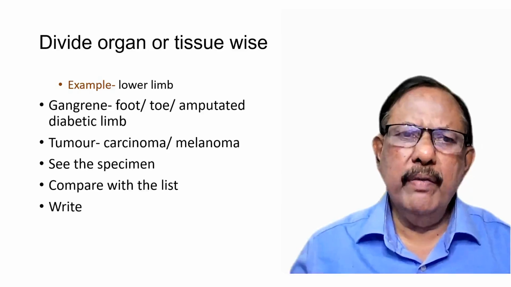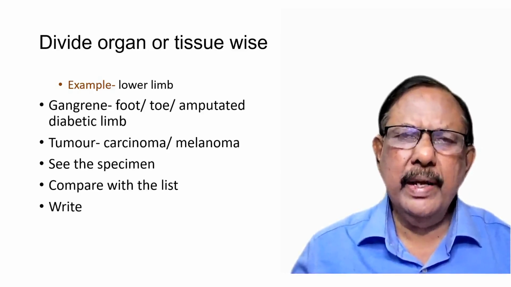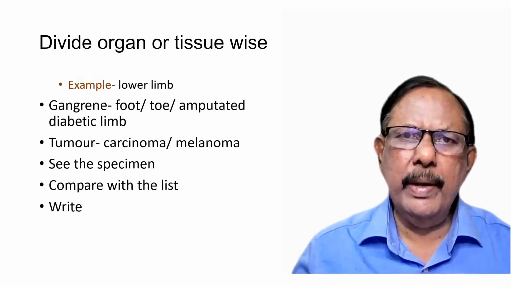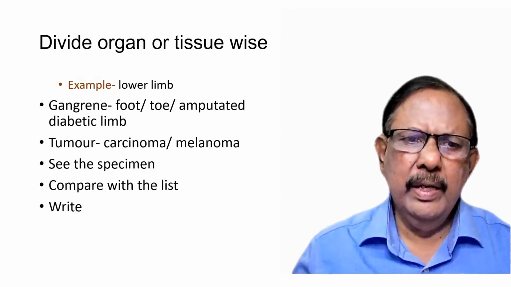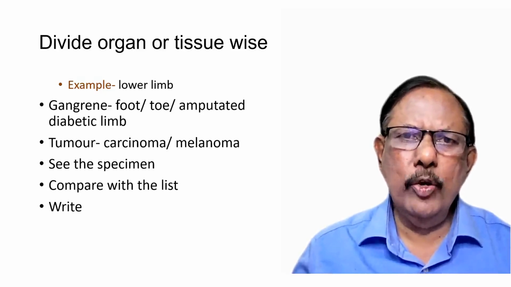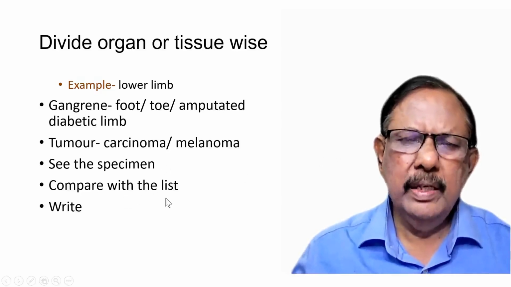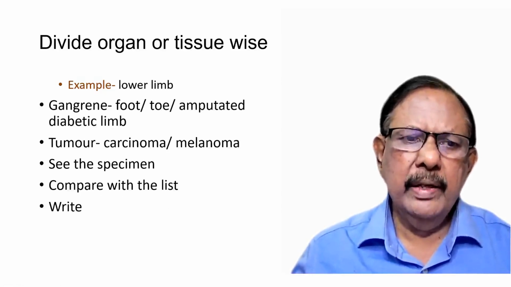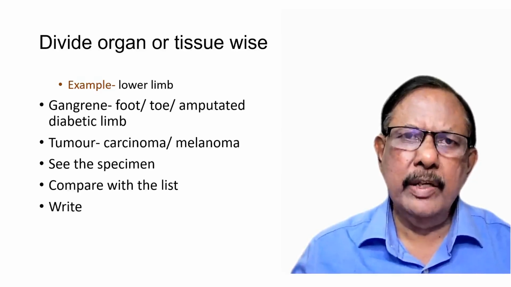The spotters can be divided organ-wise or tissue-wise or sometimes lesion-wise. For example, gangrene. It can occur in the foot, the toe, or an amputated diabetic limb. The similar structures can be having a carcinoma or a melanoma. See the specimen, compare it with the list that you have prepared from your institute, and write down your findings. The list from your institute matters most.